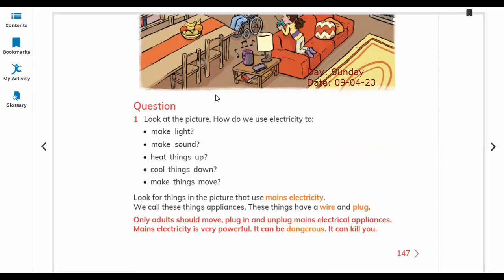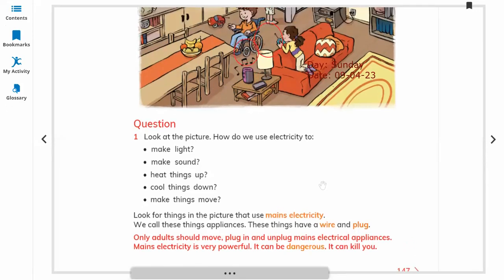We make electricity to make sound. Here you can see make light here. Make sound here. We can listen to the sound. Heat things up. So what are the things that can be heated up?